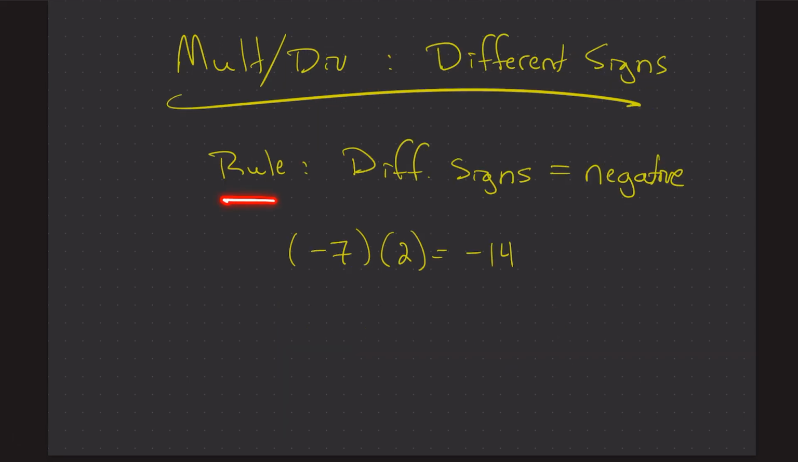The rule is that different signs equal negative, right? So again, we pair these in 2s. So this rule applies. So negative 7 times 2 is negative 14.